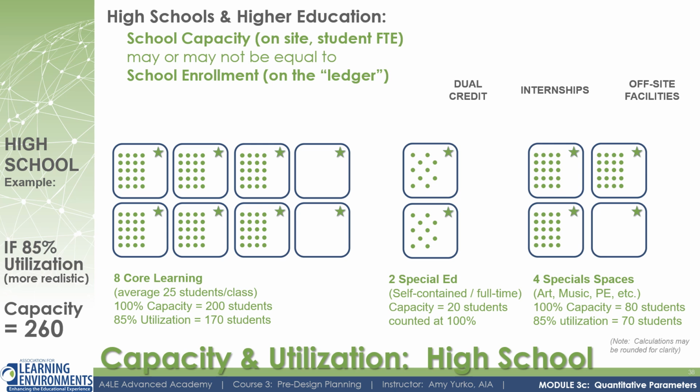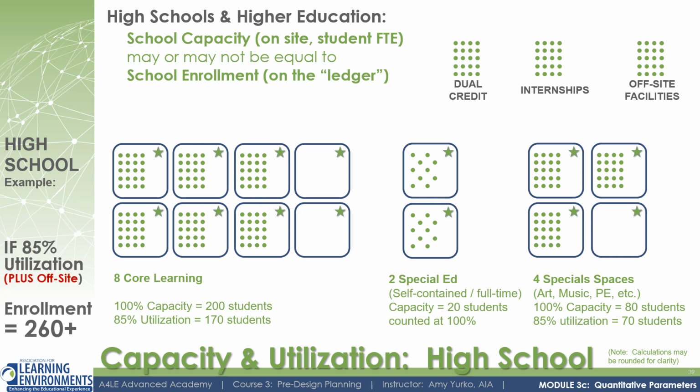So if we were to take, say, dual credit and internships and off-site facilities and take those 3 classes that are empty because of 85% utilization, we actually might be able to bump our enrollment back up. So keep in mind that with the boundaries of a school becoming more transparent and more fluid for learners to engage in activities that are off-site, our enrollments may go up and our on-site space needs may actually go down.